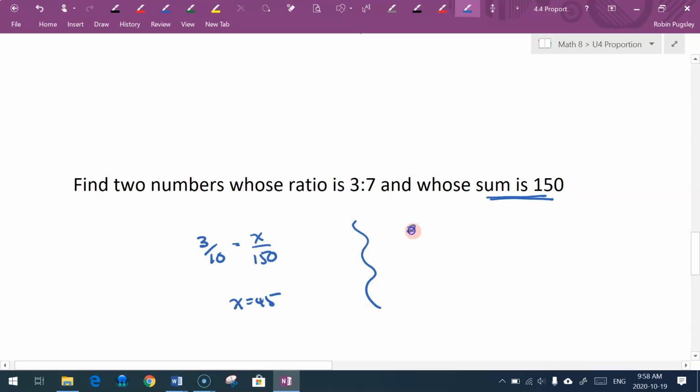Or we can say 3n plus 7n equals 150. 10n equals 150, n is 15. So I just want to multiply by 15. So I get 45 as compared to 105. Those are the 2 numbers. The 2 numbers are 45 and 105. They are in the ratio of 3 to 7, and they have a sum of 150.